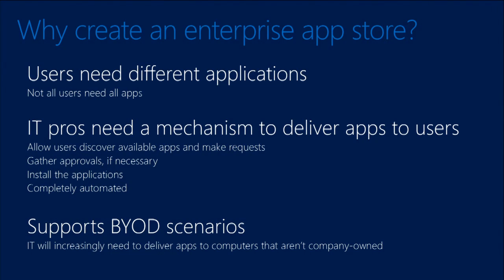Those could be desktop applications. Those could be new Windows Store apps, or Windows 8 apps, or Metro apps, or whatever term you want to use for them. Basically, you need a mechanism for them to be able to see what apps are available, to make requests for those applications, get approvals if any approvals are necessary, do the installation, and really keep track of the fact that these apps have been installed on the different machines. Those are the processes that we can implement with Configuration Manager, with Windows Intune, so that we can completely automate that.